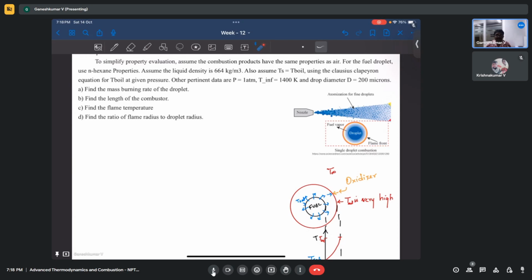So basically, what the combustor does is convert the chemical energy, which is stored in the chemical bonds, right?